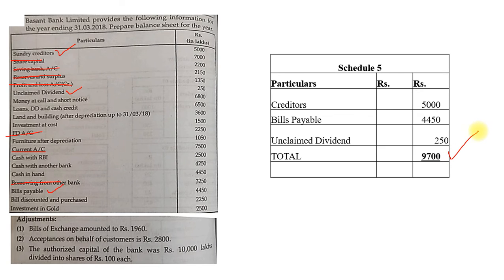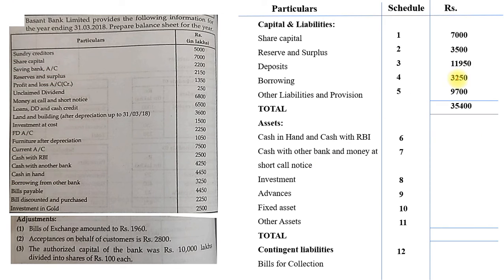9,700. That is schedule number 5 ka total. So we note down 9,700, and now when we total up 7,000 plus 3,500 plus 11,950 plus 3,250 plus 9,700, the total comes to 35,400 in lakhs. So with this, we are done with the liability side, the capital and liability side. Now we'll jump to the asset side. The very first schedule under asset is schedule number 6, which is based on cash in hand and cash with RBI.